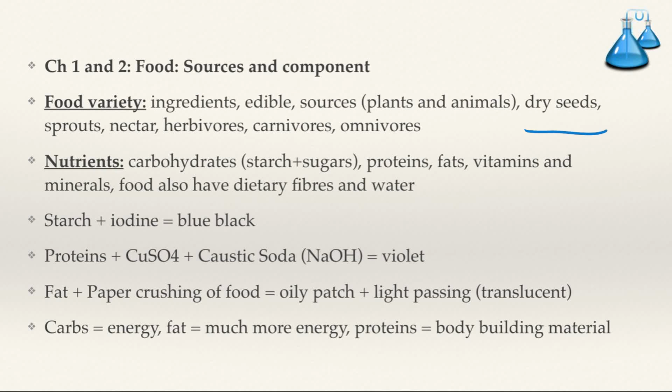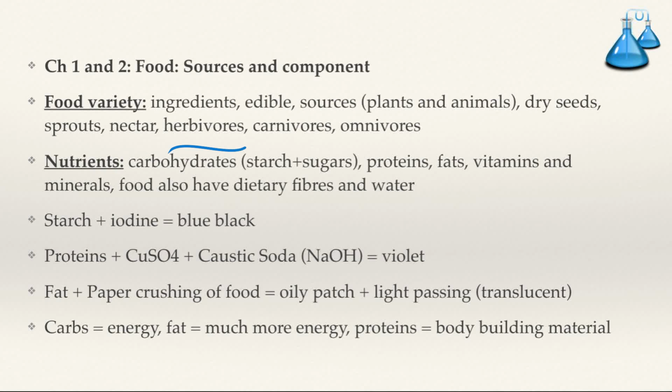Dry seeds can also be eaten. Sprouts are basically when seeds germinate. Whenever you keep them in water, there is some whitish growth. That is germination. Nectar is available in flowers, where honeybees and other insects can take it out and form honey and stuff like that.